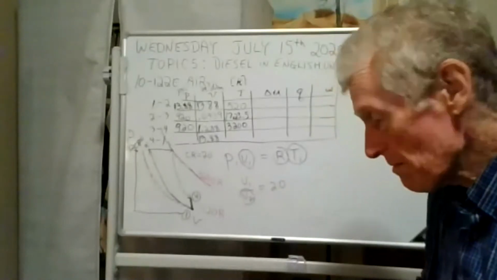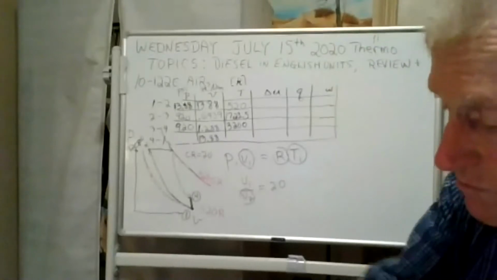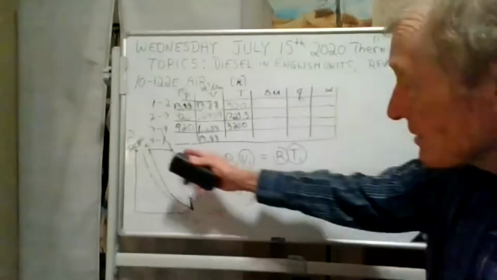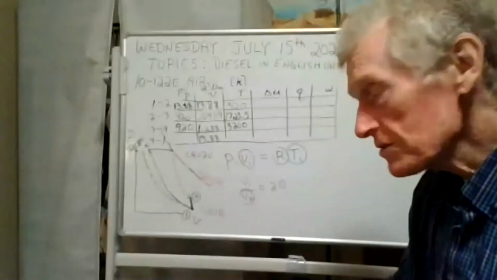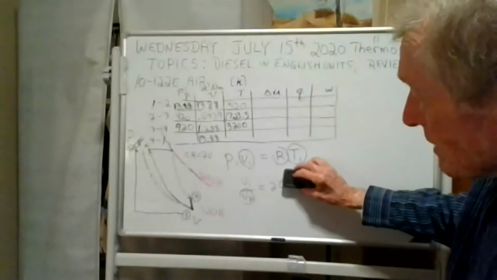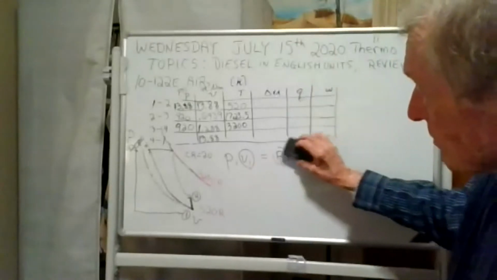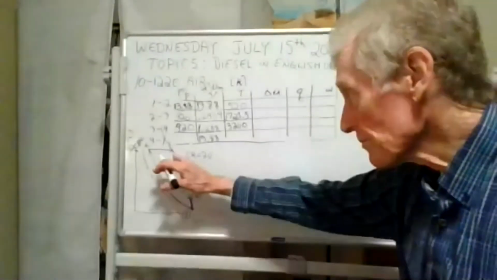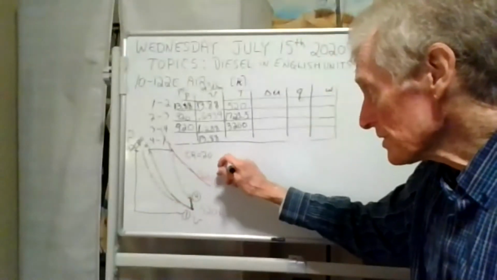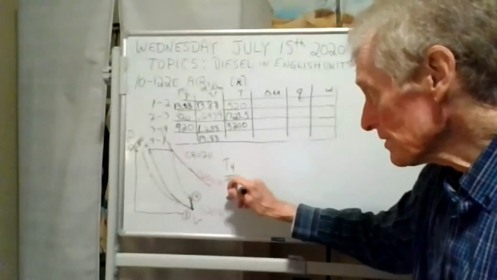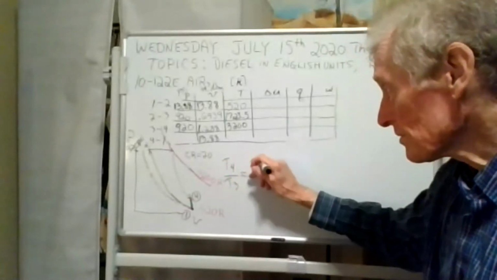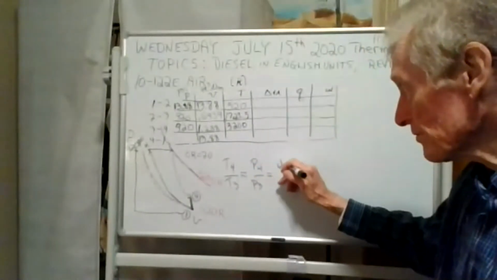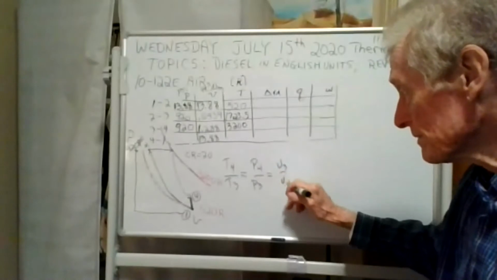The ratios that we used for T1, T2, V1, V2, can those be applied for 3 and 4? Yeah, because it's an, what's the word? Isentrope. That's exactly right. So let's do that. Now what we're doing is we're going from 3 to 4. So you go T4 over T3 is equal to P4 over P3 is equal to V3 over V4.